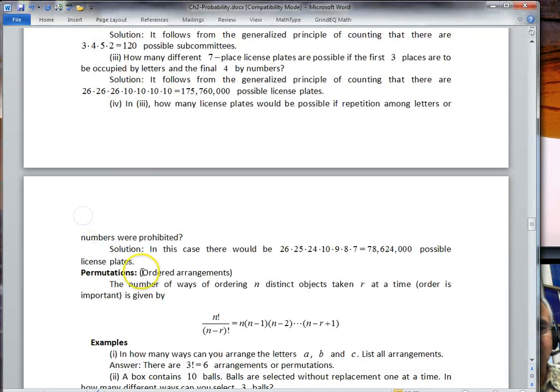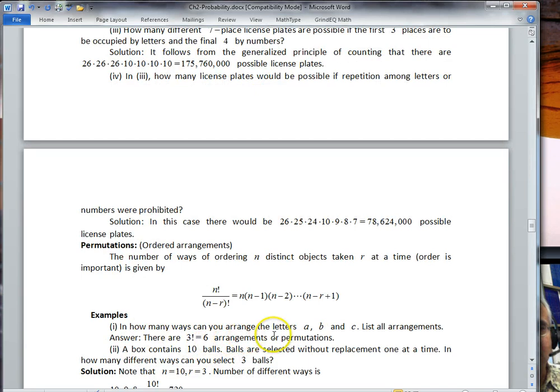So if I go to this example here, in how many ways can you arrange letters A, B, and C? So n is 3, and r is 3, so that would be basically 3 factorial, which is 6 arrangements.